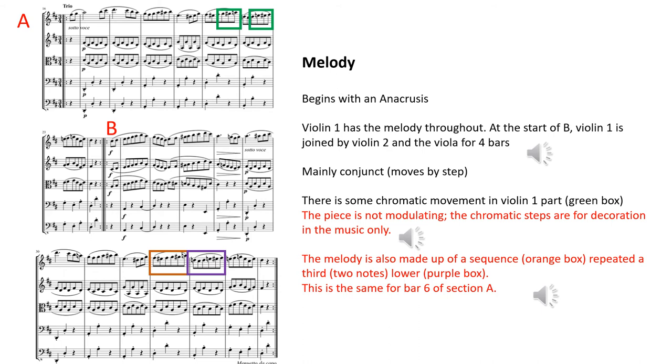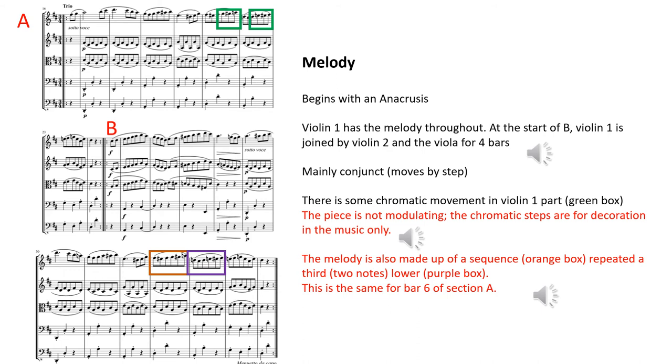Have another listen. Remember, chromatic steps mean moving a semitone at a time. So in the first green box we have G, G sharp and A, and then E, E sharp, and then F sharp. The melody is also made up of a sequence, which we can see in the orange box.